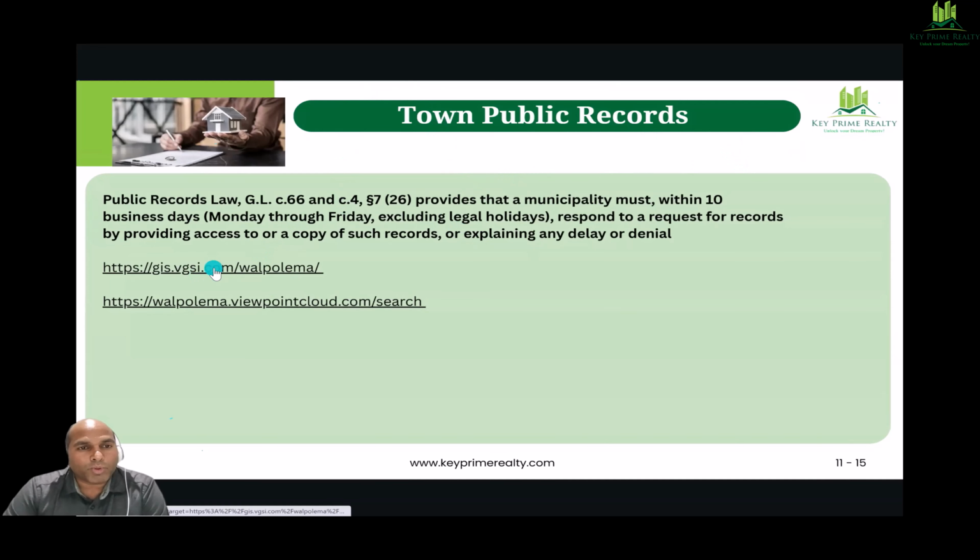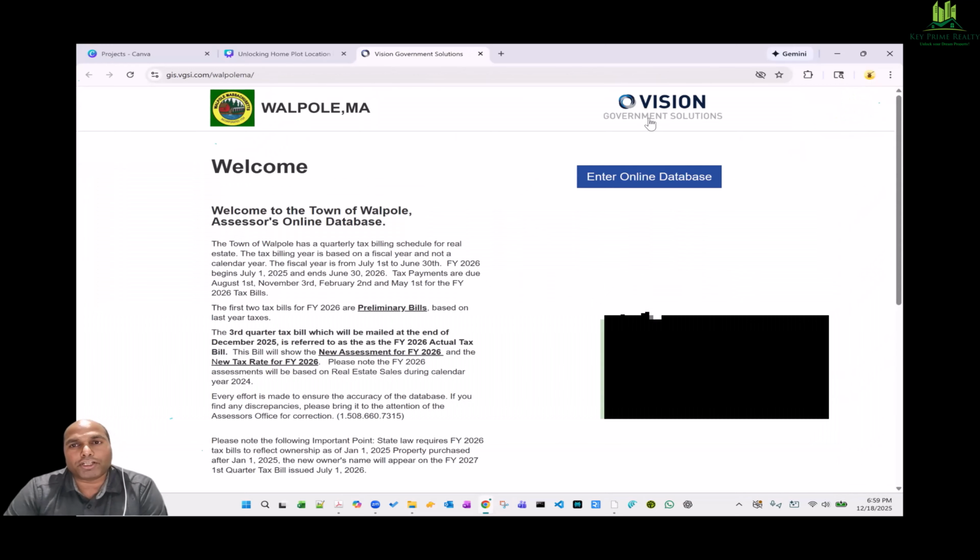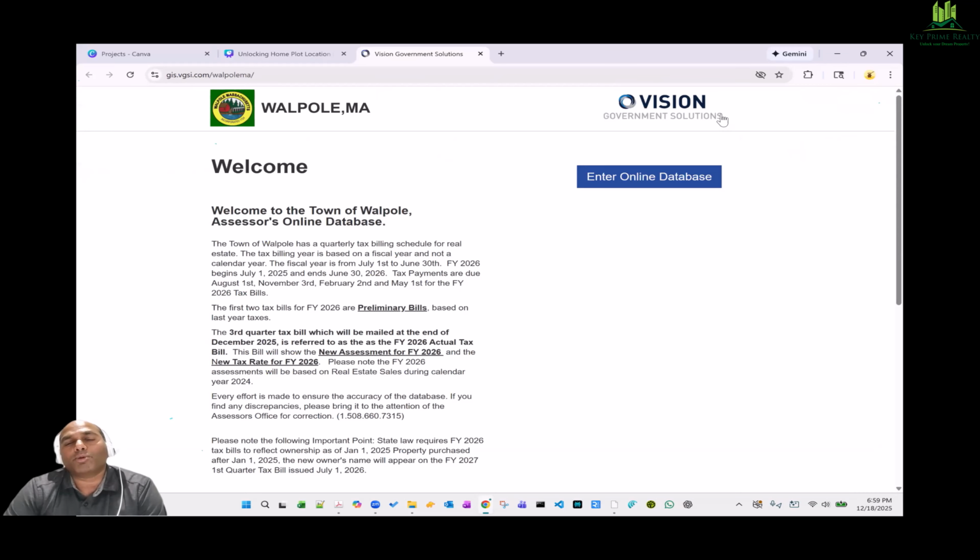Now, most towns have adopted a couple of vendors. So this is Vision Government Solutions. This vendor provides public records for lots and lots of towns. And then Patriot Systems is the other one. Unfortunately, there's no one single source.